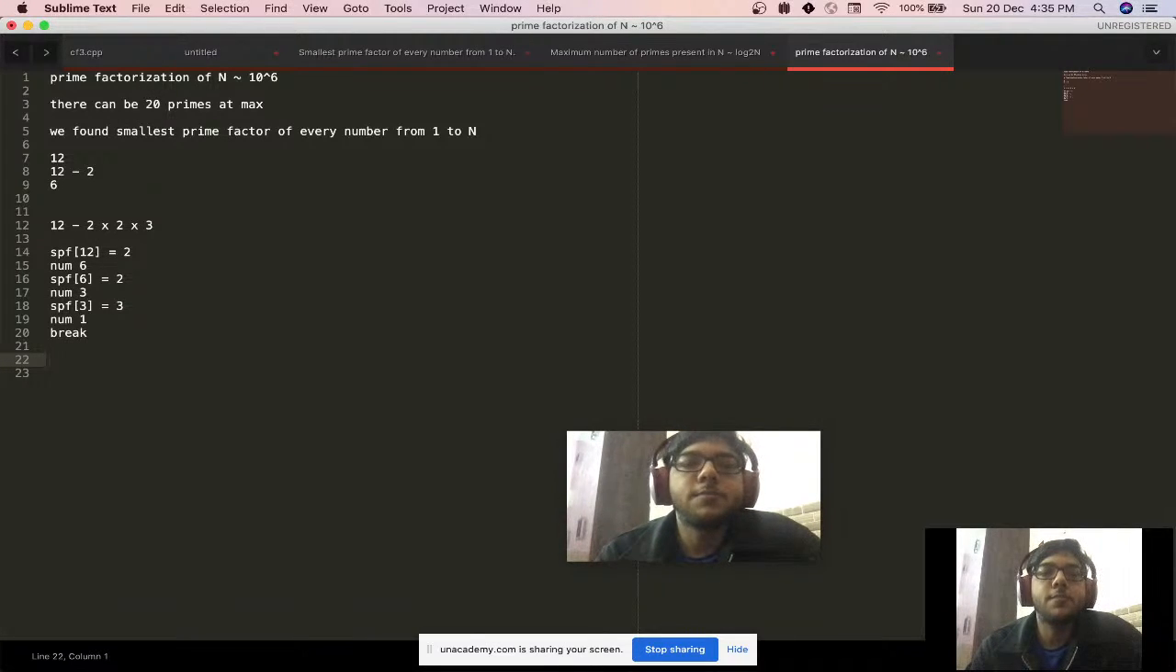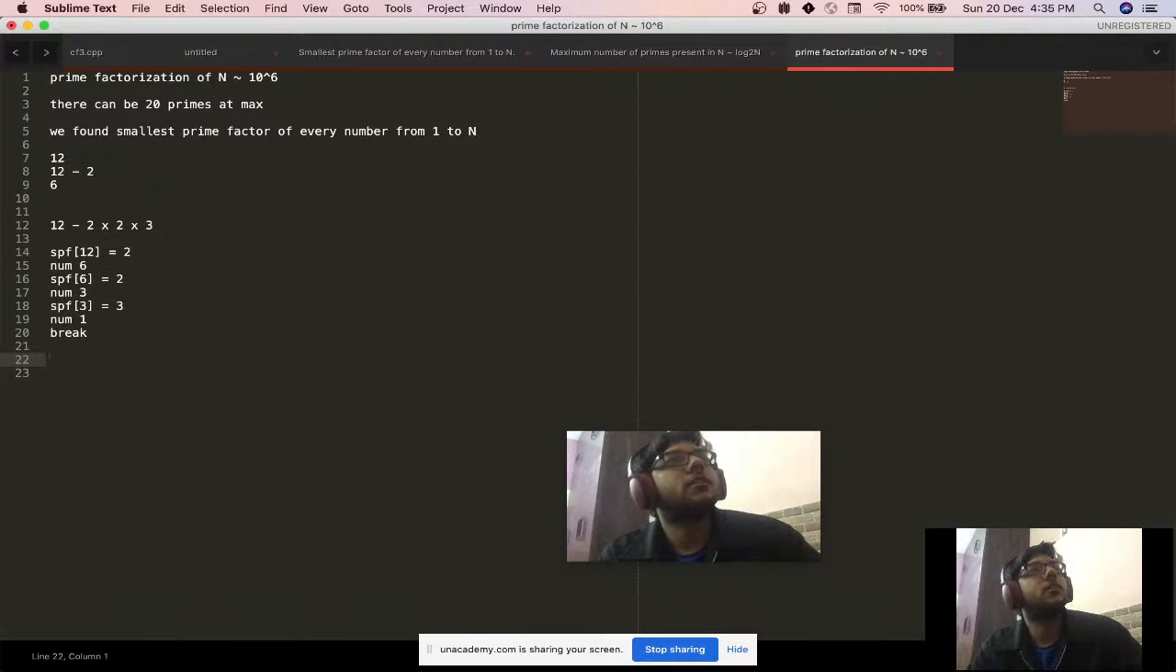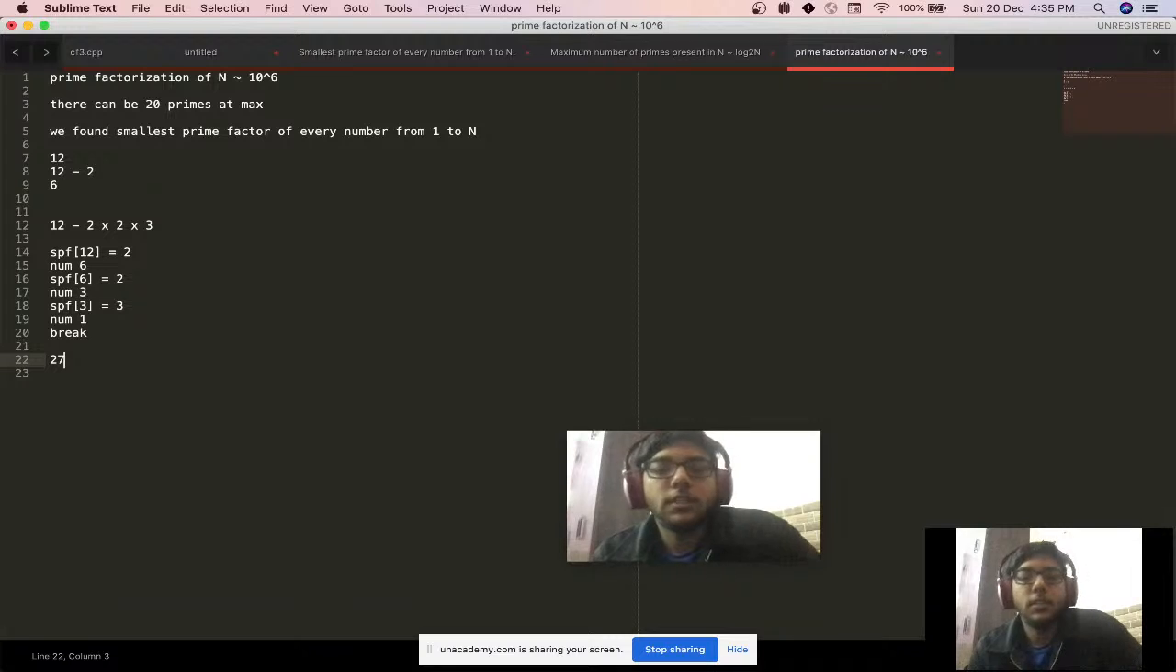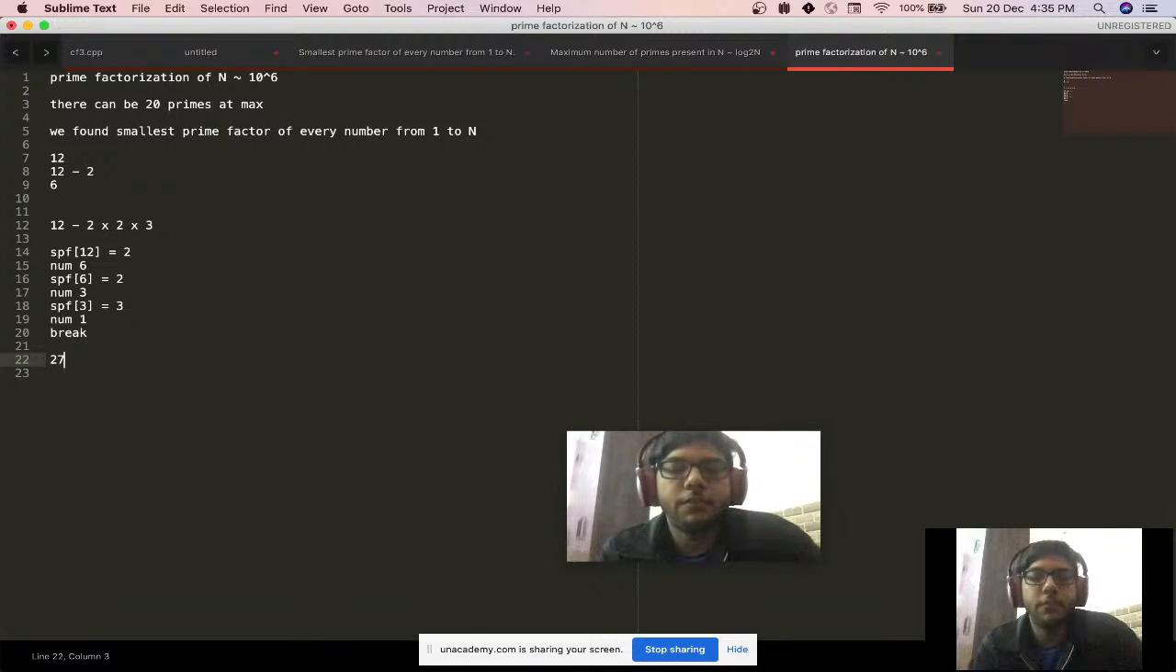So the logic is: extract the smallest prime at every turn, making the number smaller and smaller by extracting the smallest prime. Let's take another example, say 54. The smallest prime divisor of 54 is 2, so I would extract 2 out of it and get 27. I would extract 3 out of 27 and get 9. I would extract 3 again because 3 is the smallest prime divisor.